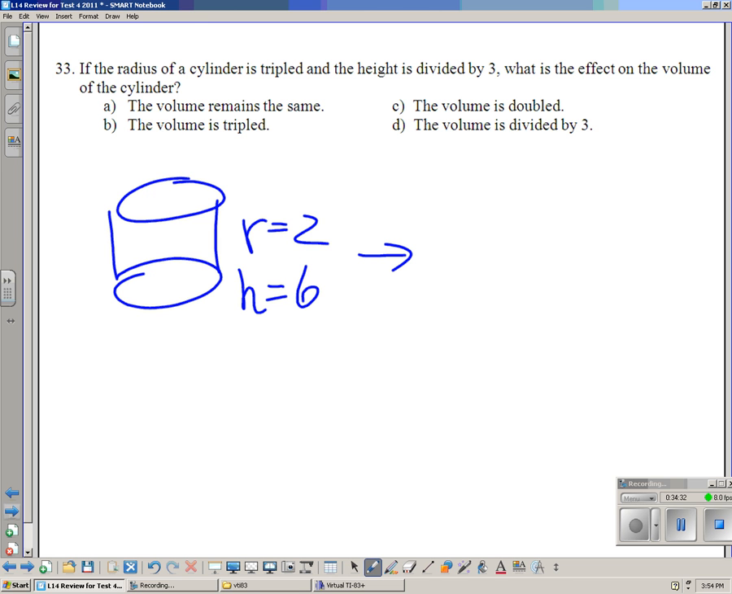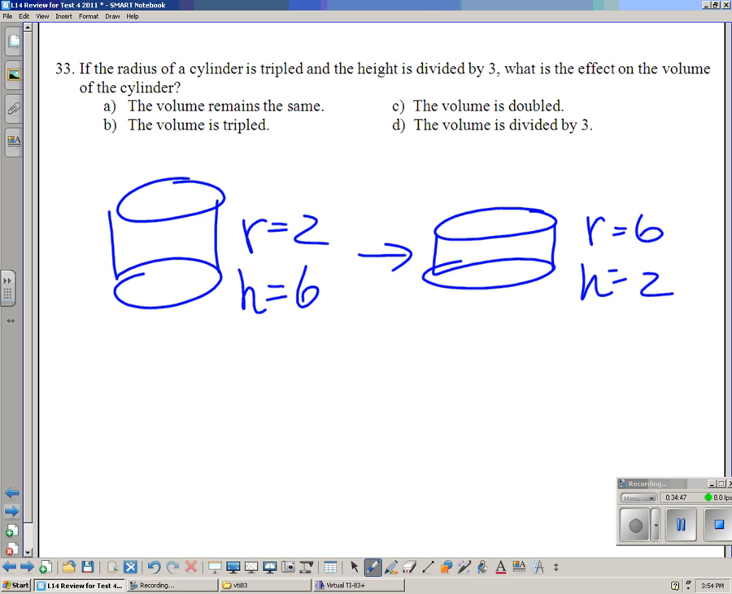Old cylinder there. New cylinder. The radius gets tripled, so the radius becomes 6. The height gets divided by 3, so 6 divided by 3 is 2. So this becomes a fat, short cylinder. And now the question is, what happens to the volume?